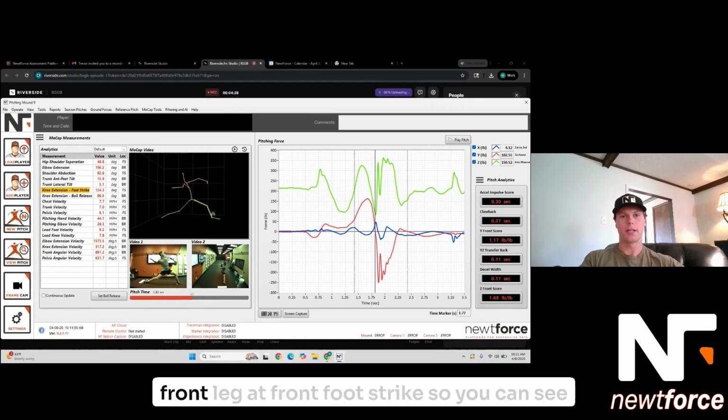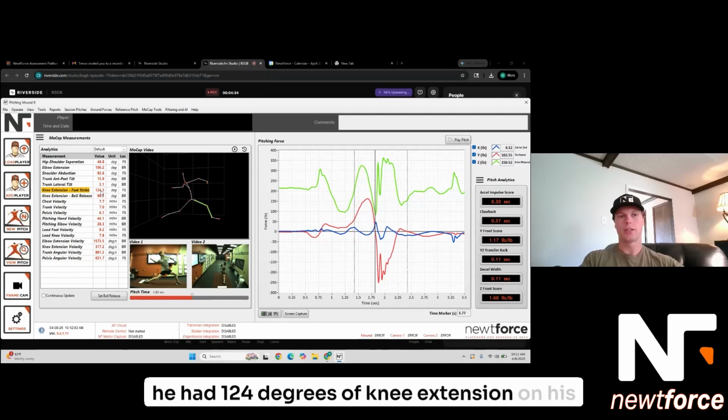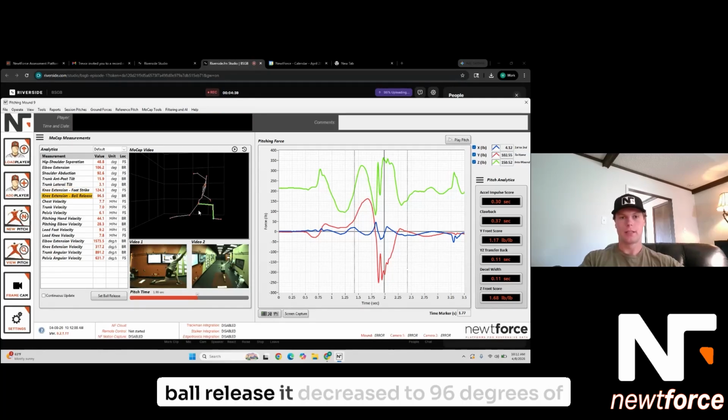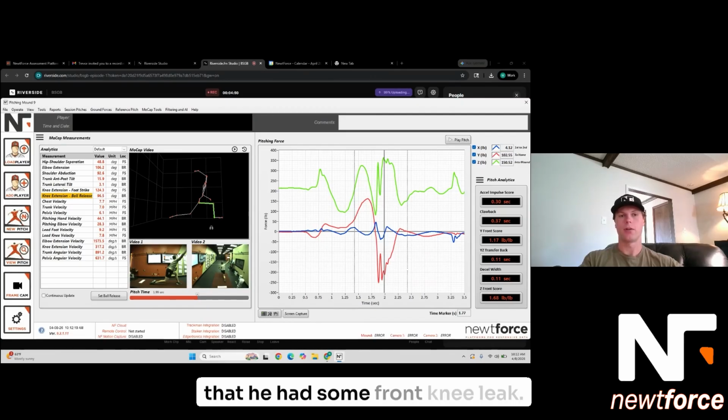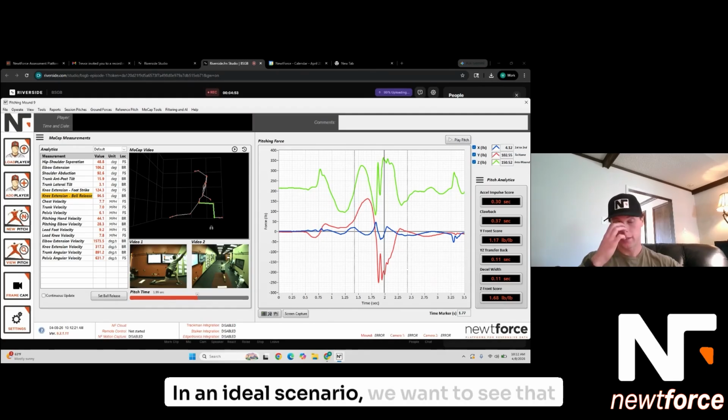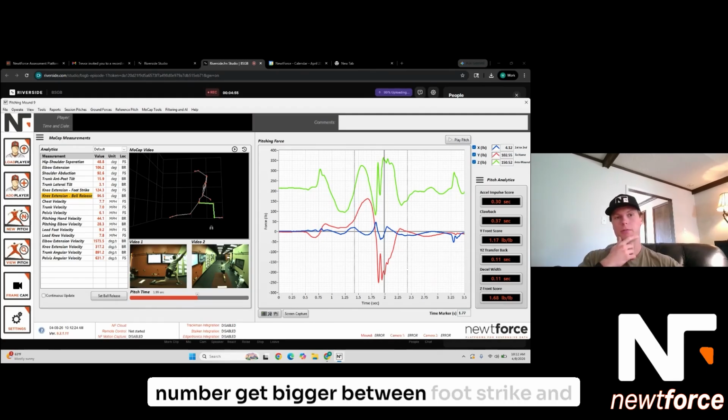So the angle of this front leg at front foot strike. You can see he had 124 degrees of knee extension on his front leg at front foot strike. And then at ball release, it decreased to 96 degrees of knee extension. So you can see that that angle got lower, and that would give us a good idea that he had some front knee leak. In an ideal scenario, we want to see that number get bigger between foot strike and ball release. So that was something that is really easy to tell.